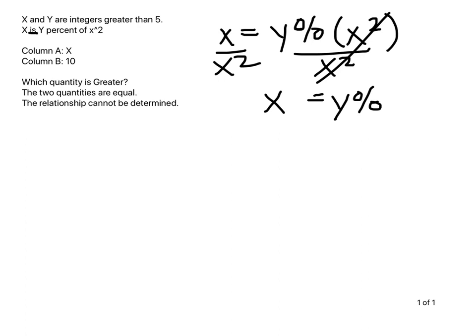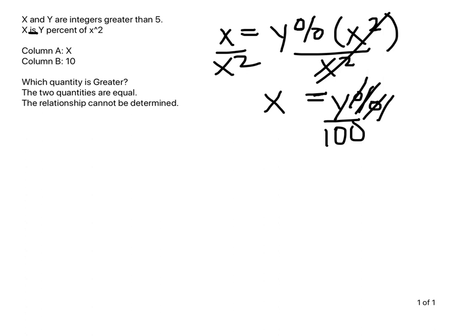So x is equal to y%. Percent means out of 100. So essentially this is y over 100 if we were to get rid of that percent sign. If we want y by itself, we just multiply the right side by 100 and the left side by 100, and we get y is equal to 100x, which means that as long as x is over 5, y satisfies at least the first statement.